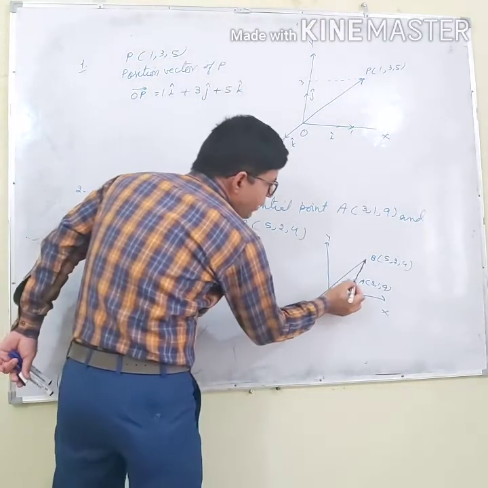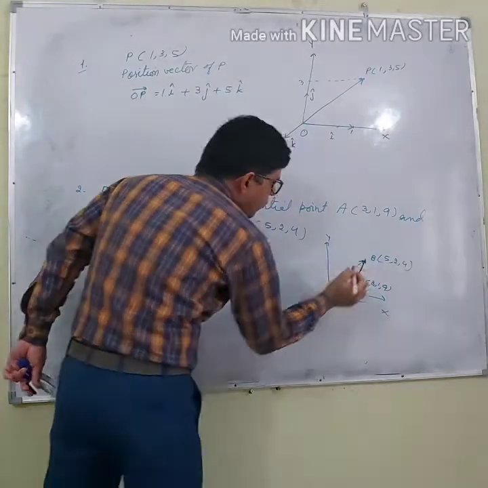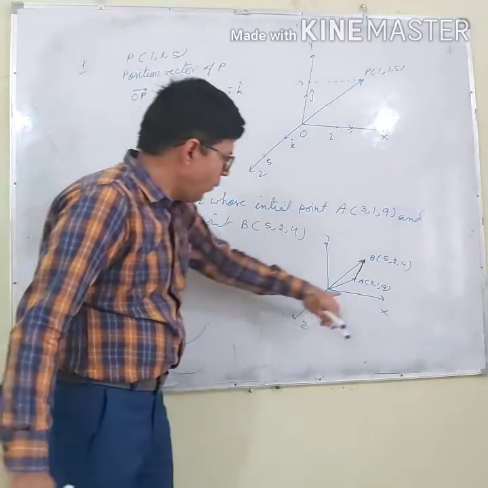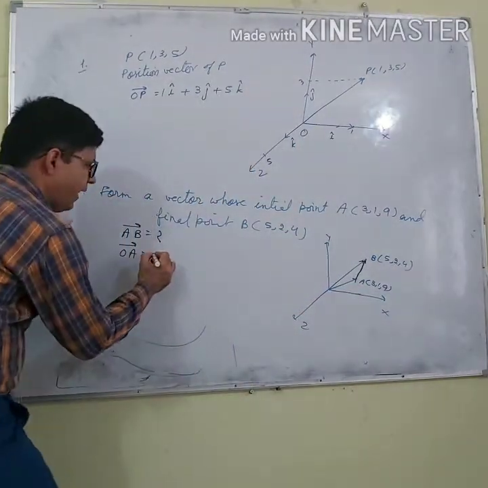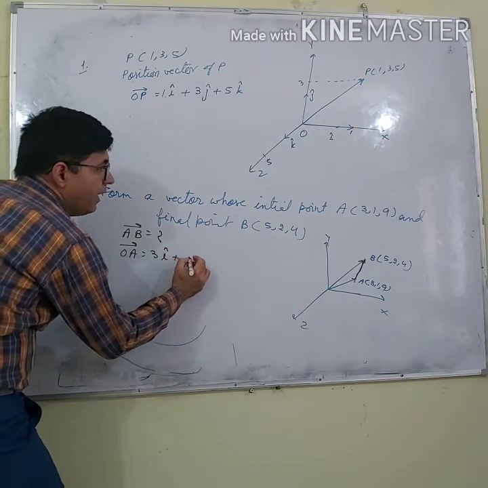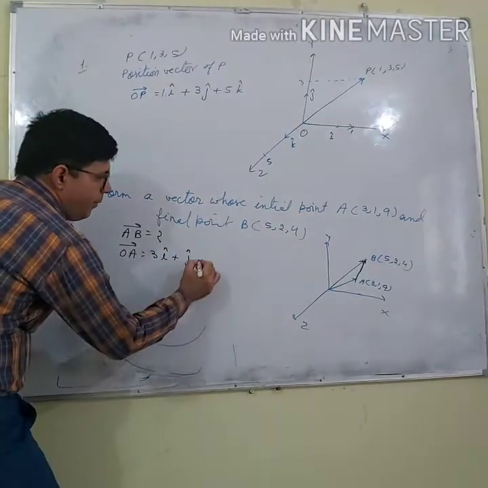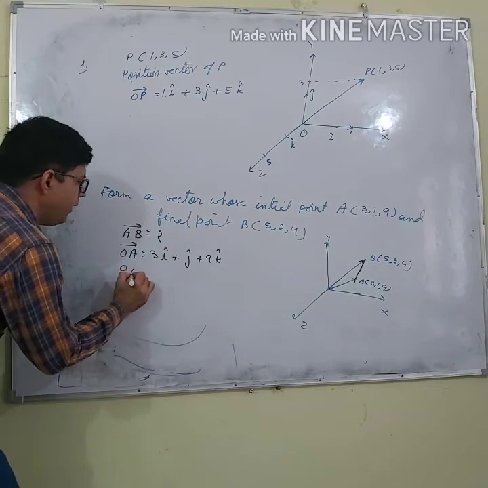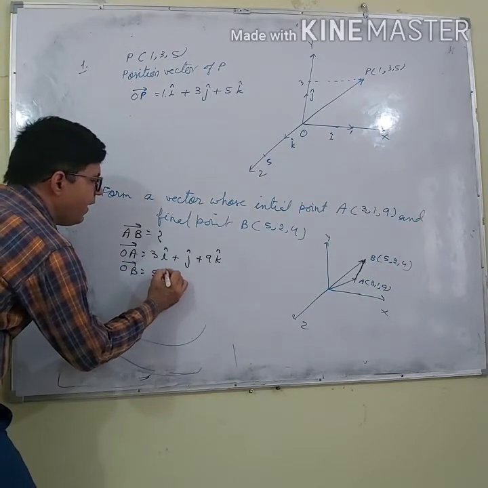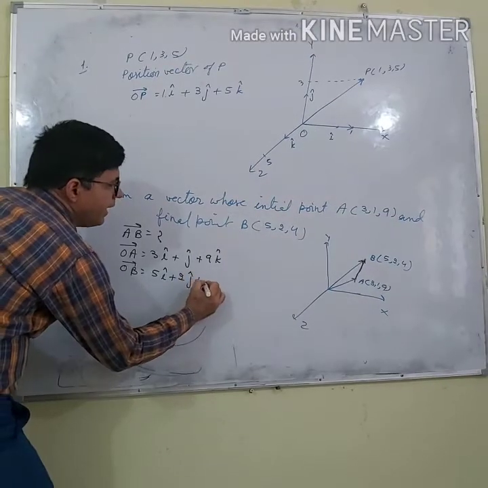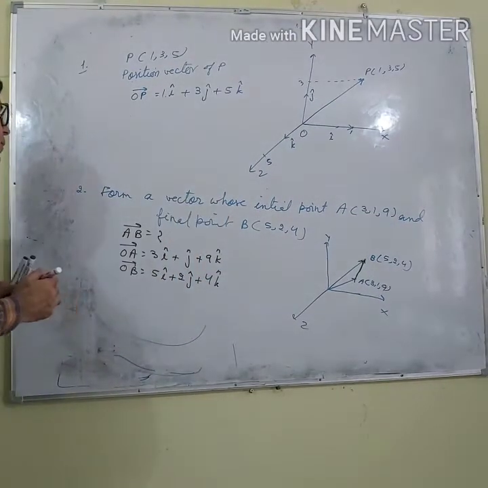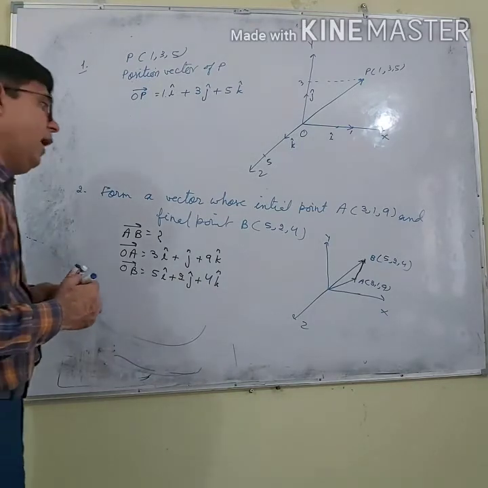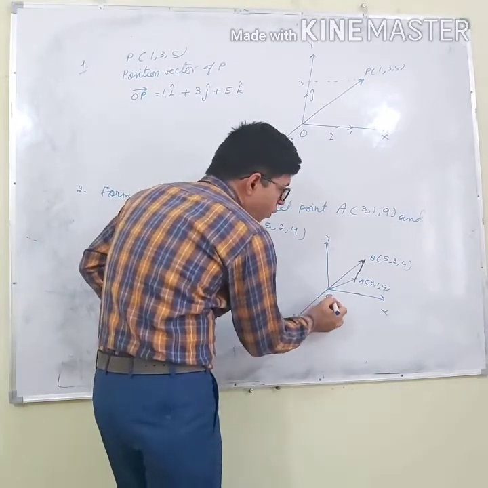Now it is very clear that the vector OA, the position vector of A, will be 3 along the x-axis, so 3 i cap, and 1 along the y-axis, j cap, and 9 along the z-axis, 9k cap. And what is OB? OB is 5i cap plus 2j cap plus 4k cap. So this is OA and OB. My target is to find AB. How can I find AB? Let us say this is O.